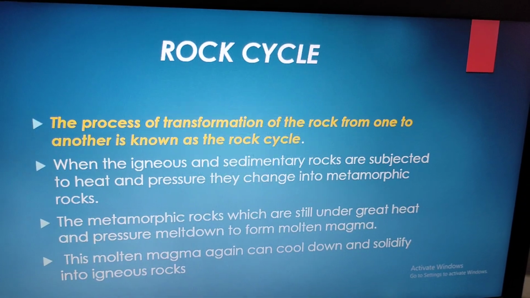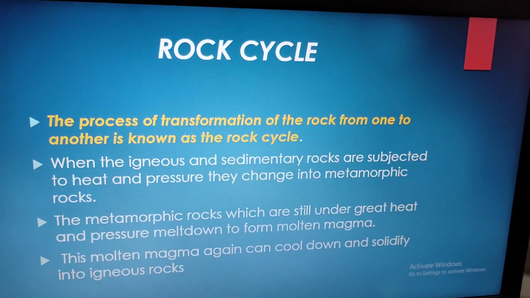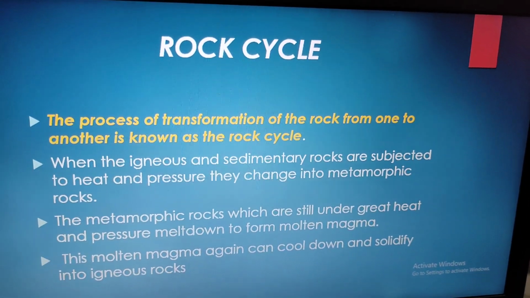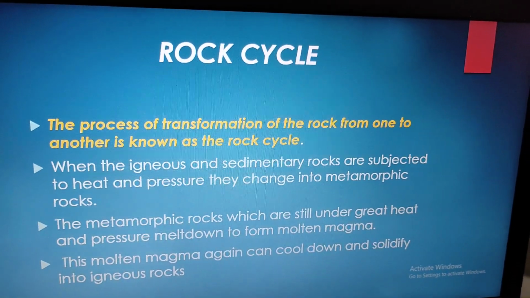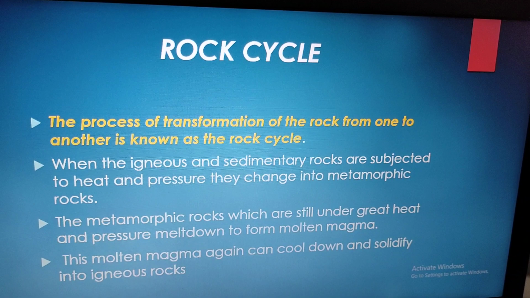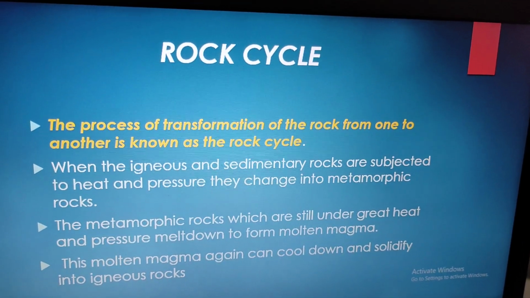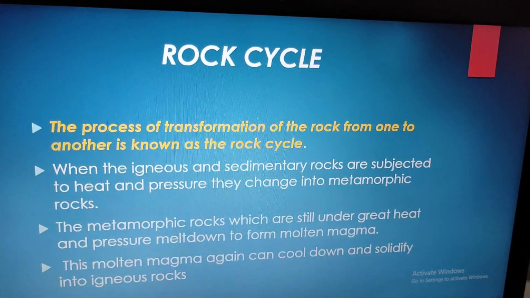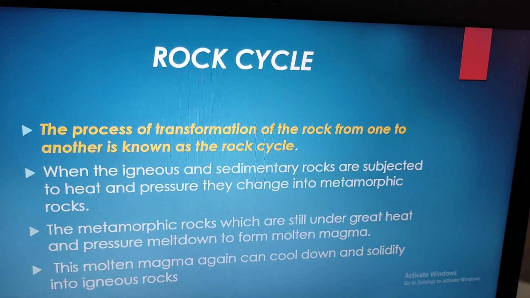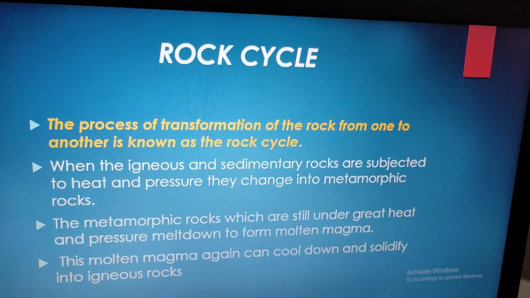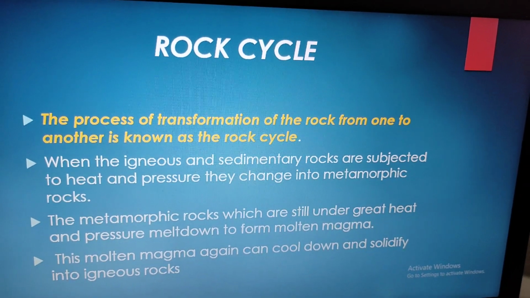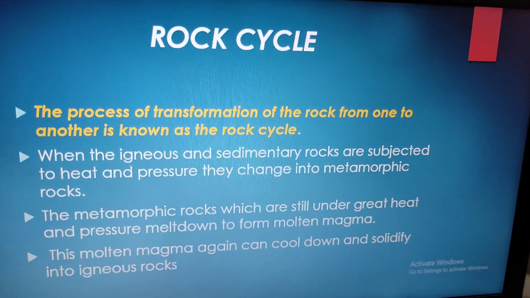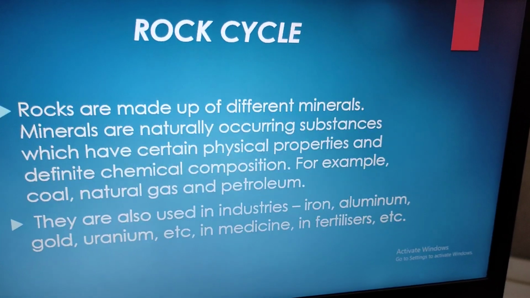When the igneous and sedimentary rocks are subjected to heat and pressure, they change into metamorphic rocks. The metamorphic rocks, which are still under great heat and pressure, melt down to form molten magma again. This molten magma again cools down and solidifies into rocks known as igneous rocks.